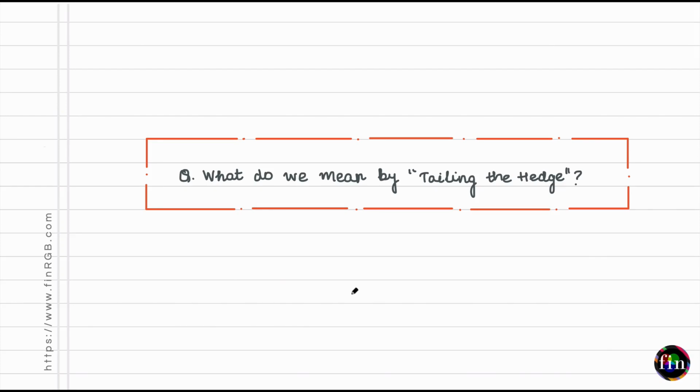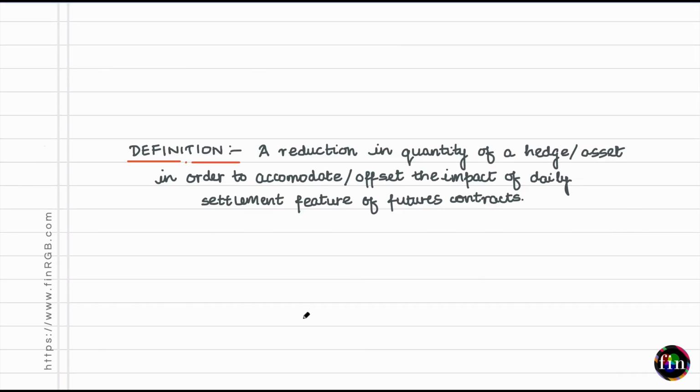In this video, let's take a look at this concept of tailing the hedge. Let's begin by defining it first. Tailing the hedge is all about a reduction in the quantity of a hedge in order to accommodate for the impact of the daily settlement feature of futures contracts.